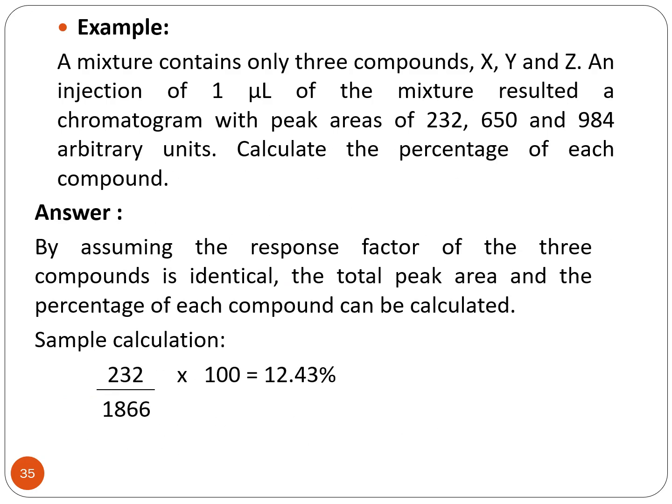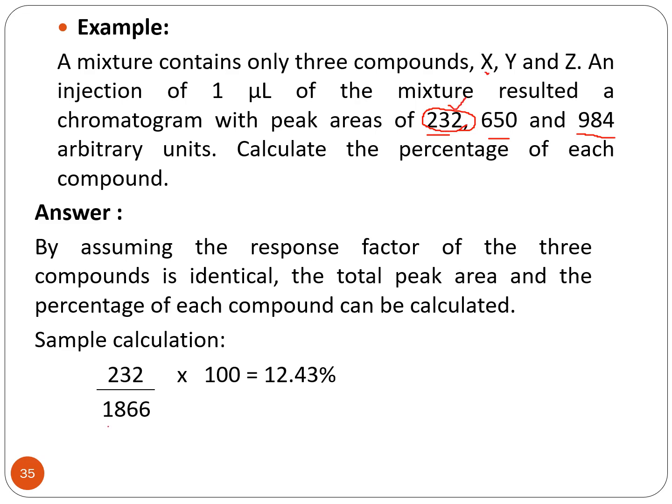Okay, a mixture containing only 3 compound X, Y, Z. Okay, dalam you punya sampel, dia ada mixture tu ada 3 compound X, Y dan Z. An injection of 1 microliter of the mixture resulted a chromatogram with peak areas of 232, 650 and 984 arbitrary unit. Calculate the percentage of each compound. Okay, macam mana? Okay, ni adalah dia punya peak area. So, peak area dia untuk X ni adalah 232.